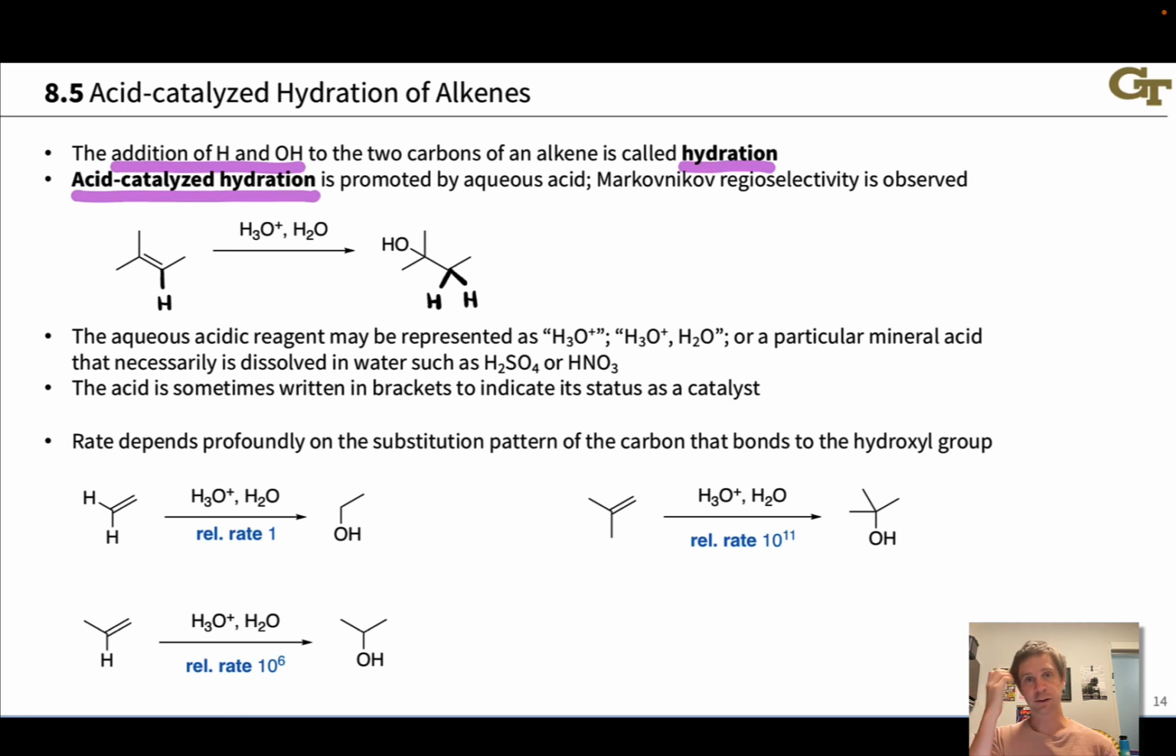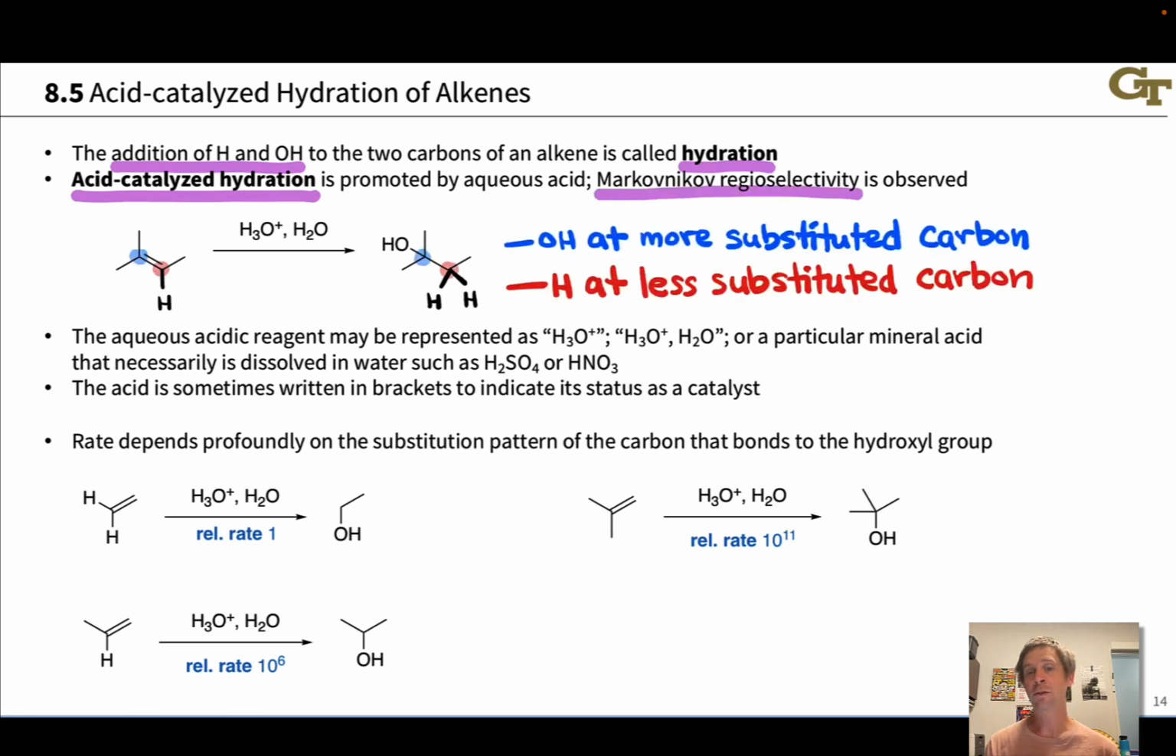Because a strong acid is used, and that's highly analogous in reactivity to HBr and HCl, we'll notice a lot of parallels between acid-catalyzed hydration and hydrohalogenations employing HX. For example, Markovnikov regioselectivity is observed. In acid-catalyzed hydration, an H and OH add across the carbon-carbon pi bond, and OH adds to the more substituted position, and H adds to the less substituted position in unsymmetrical alkenes like this.